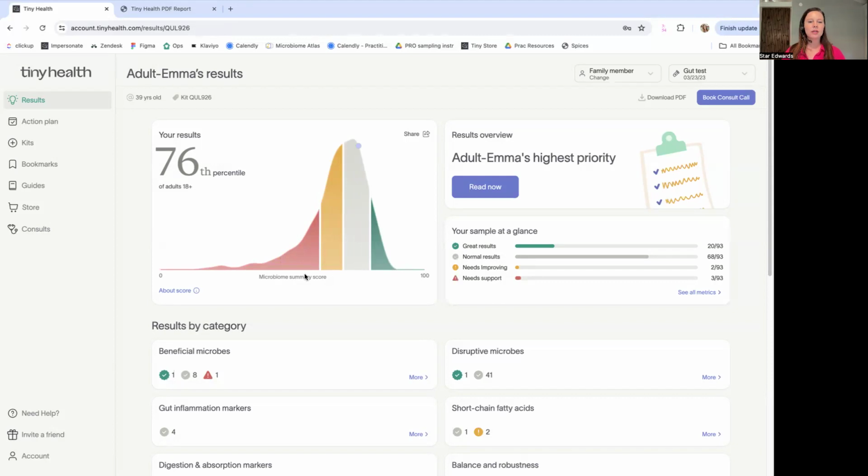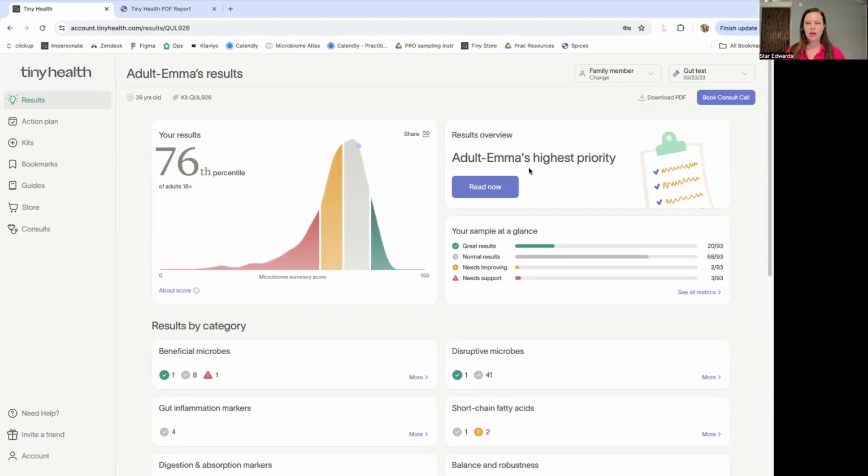The next score is the microbiome summary score. This is a percentile that takes into consideration a lot of different metrics on the test and gives an overarching measure of microbial health compared to patients of the similar age. So for this adult 18 years and up, they are at the 76th percentile for overall microbiome health and wellness, and that is considered healthy.